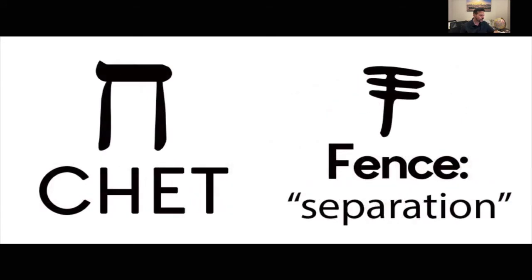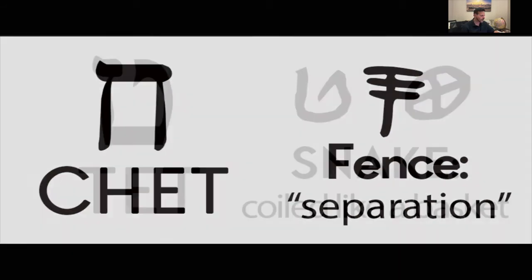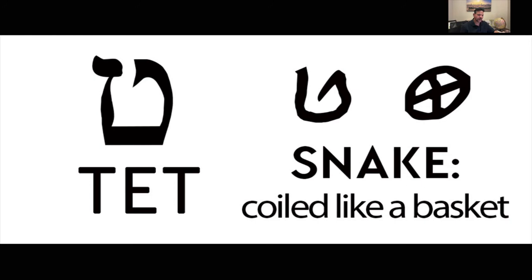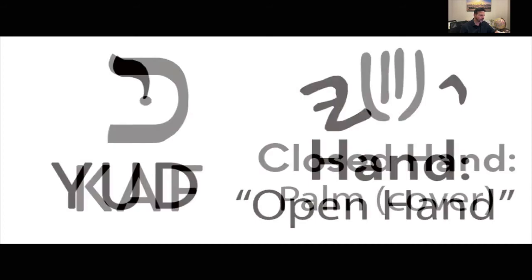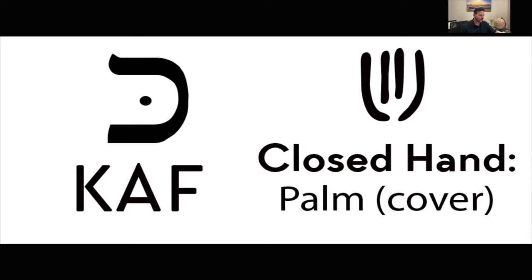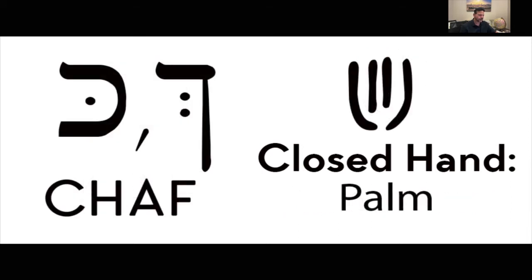Chet, which is a fence. Interesting because chata is sin. So you can imagine going beyond the fence, or that which causes separation is sin. And we have tet, which is a snake or anything coiled, even like a basket. The letter yud, which is the picture of a hand, kind of an open hand, versus the kaf, which is a closed hand. And don't forget, it has a final form.